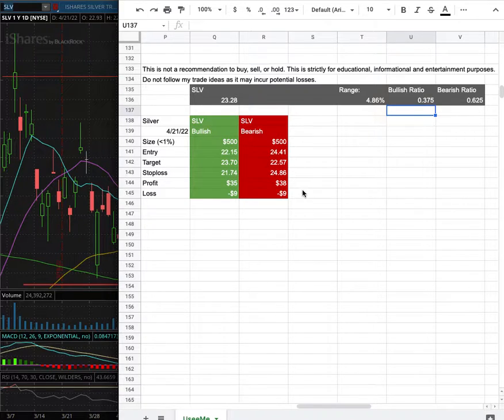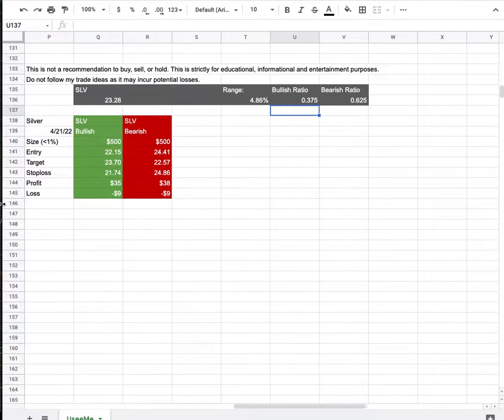However, if I were to open a short position, my entry is at $24.41, and that is its range there. My sell target is at $22.57. My stop loss is at $24.86. So whichever entry price were to hit first, that will be my position of the week.